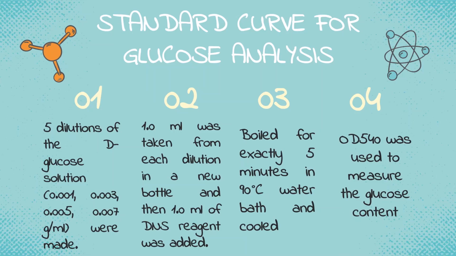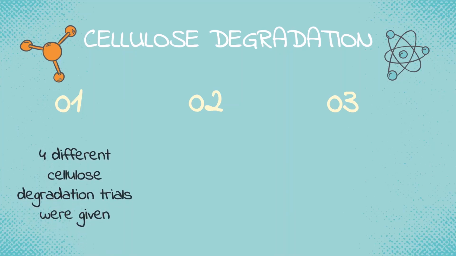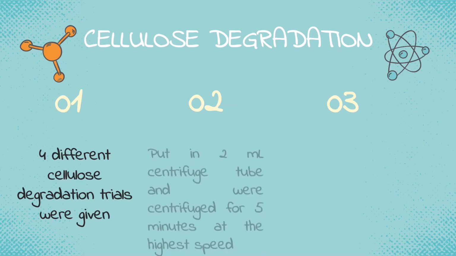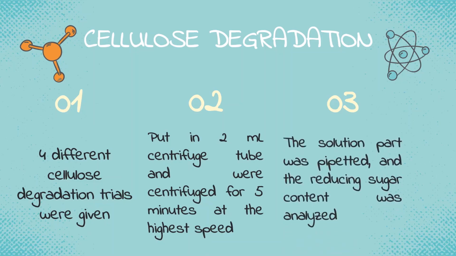For cellulose degradation, the first step, 4 different cellulose degradation trials were given, which were conducted the day before the experiment. They were put in 2 ml centrifuge tubes and were centrifuged for 5 minutes at the highest speed. And the last step, the solution part was pipetted and the reducing sugar content was analyzed.